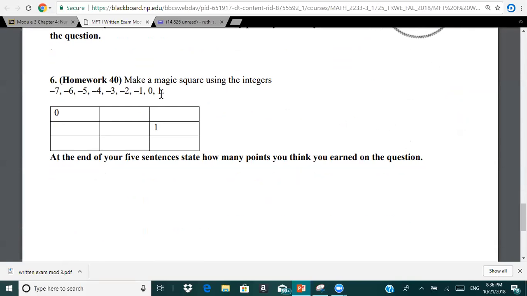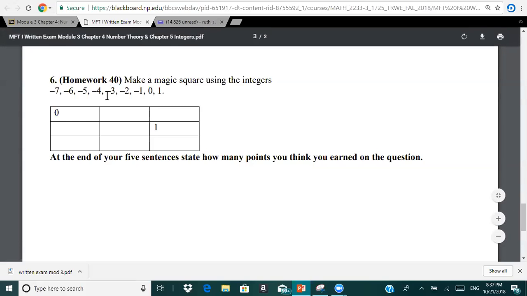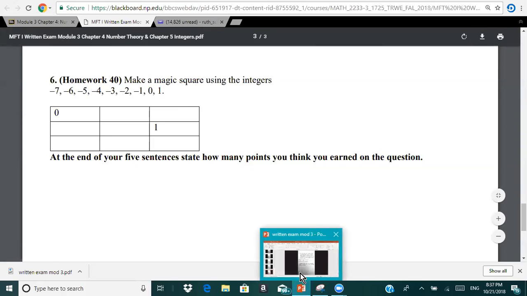So first, determine the magic sum. We have to know what sum we're trying to get. So let the magic sum be represented by x. The integers to be used in the square are given. Then you have to find the sum of all the given integers. Not just some, we have to add all of these together, as you will see in my PowerPoint.